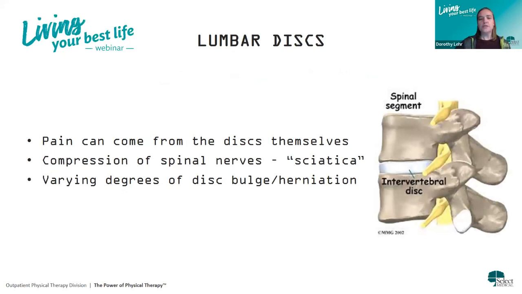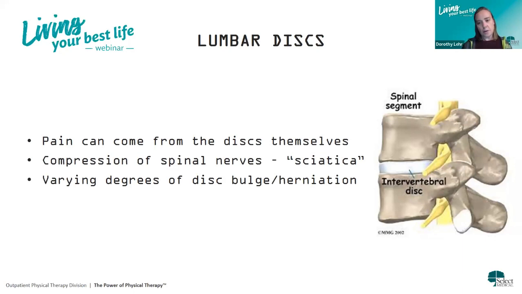All right, so lumbar discs. Pain can come from the discs themselves. So the discs that sit between your vertebral bodies, it's white on the picture currently up on the slide. The discs themselves have a nerve supply. So when you injure a disc, some of the pain that someone may feel can actually be just pain from the disc itself.